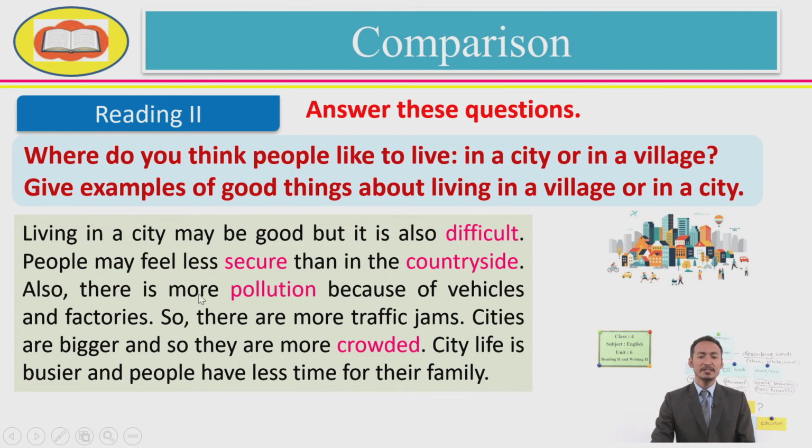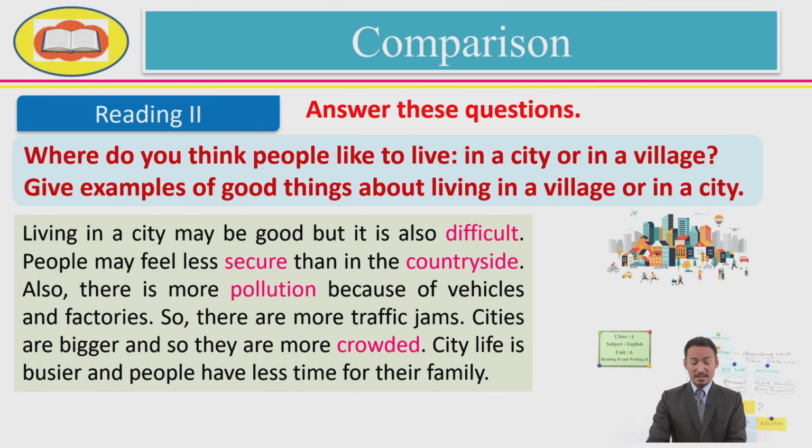Also, there is more pollution because of vehicles and factories. So there are more traffic jams. Where are traffic jams? In the cities. Cities are bigger and so they are more crowded. City life is busier and people have less time for their family. In cities, people are busier. They are working and they have less time for their family, isn't it?